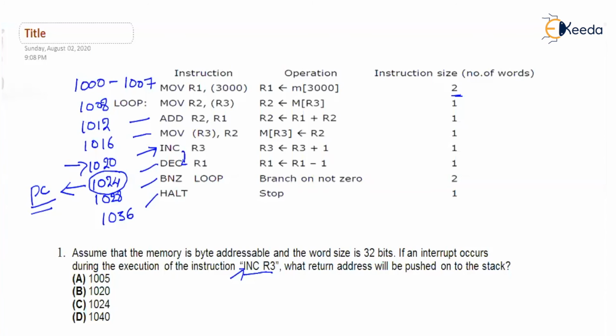When an interrupt occurs during the execution of INC R3, this instruction will get executed and the address part of the next instruction, either you can call it a program counter value or a return address, will get pushed into the stack. The return address that gets pushed into the stack is the address of the next instruction for the current instruction. The current instruction is INC R3. The current instruction's address is 1020. Next instruction's address is 1024. So the program counter value that gets pushed into the stack is 1024. Okay. So C is the correct option.